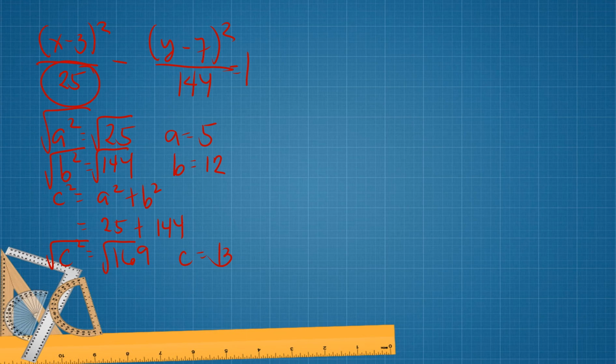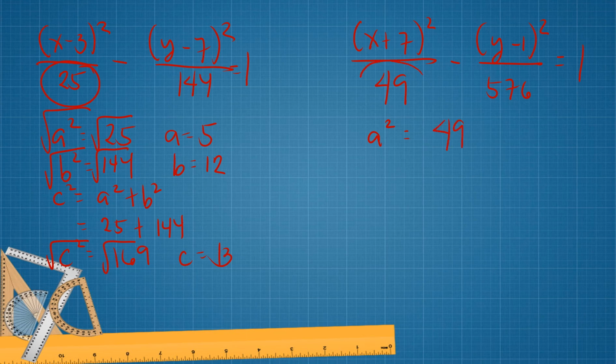Let's try another example. For instance, your given is (x plus 7) quantity squared over 49 minus (y minus 1) quantity squared over 576 is equal to 1. The first thing that you're going to do is to find the value of a squared, and a squared is equal to 49. Why is it 49?